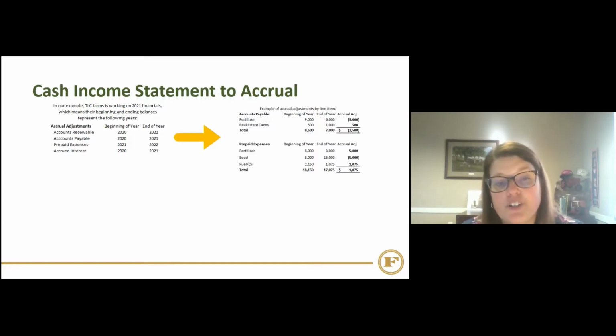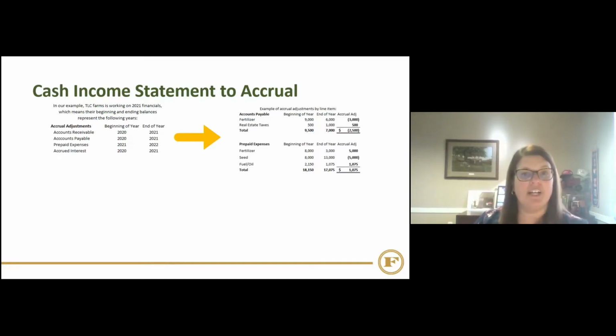So that is our current year. 2021 is what we're working in right now. Their ending balance is $3,000 for fertilizer and $13,000 for seed. The ending balance for 2021 will be prepaying for your 2022 expenses and needs to be taken out. So to get the prepaid accruals, you subtract the ending balance from the beginning balance.